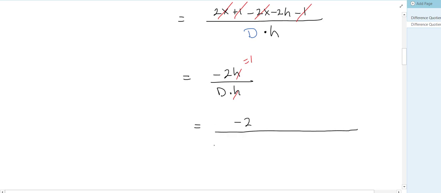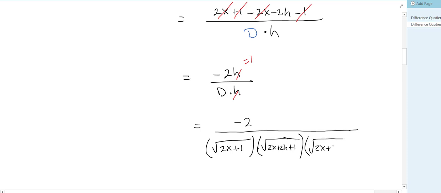So now for my final answer, I'm going to write out what the denominator was. So it was the square root of 2x plus 1 times the square root of 2x plus 2h plus 1. And again, if you want to use parentheses, use them here to indicate multiplication. You can also use the properties of radicals. These are both square roots, so you can multiply the insides. And then times the sum of those. So the square root of 2x plus 1 plus the square root of 2x plus 2h plus 1.